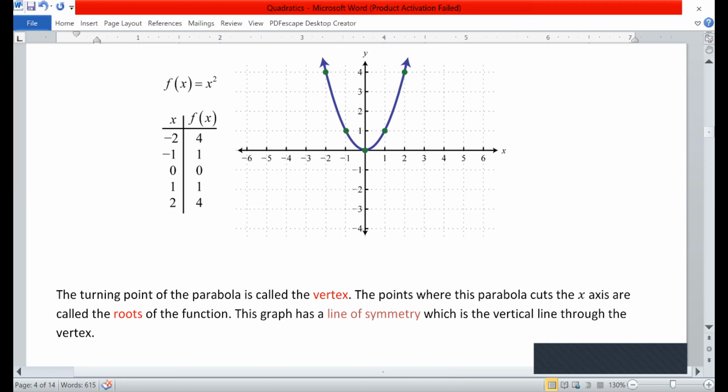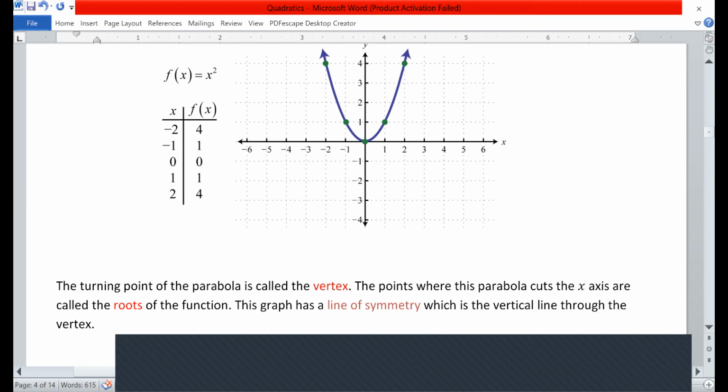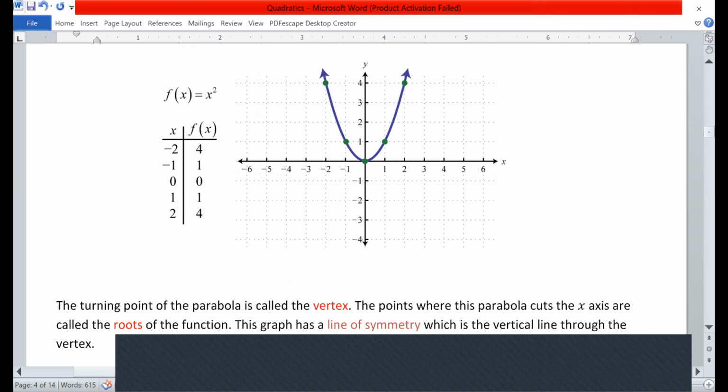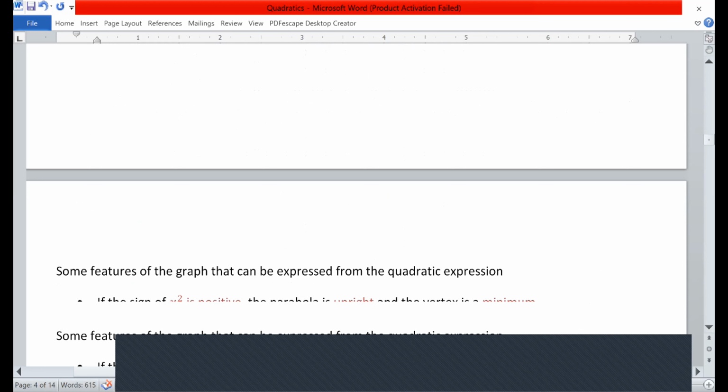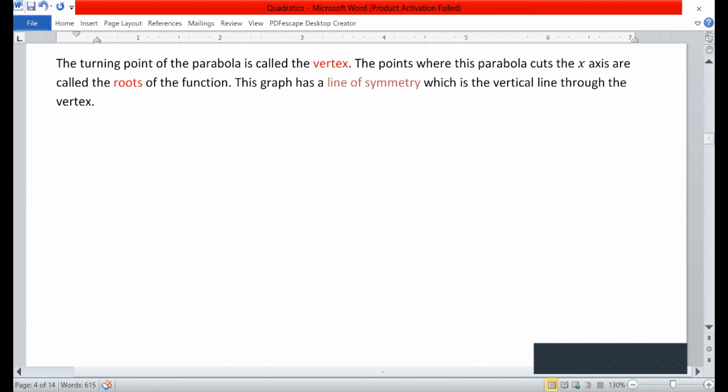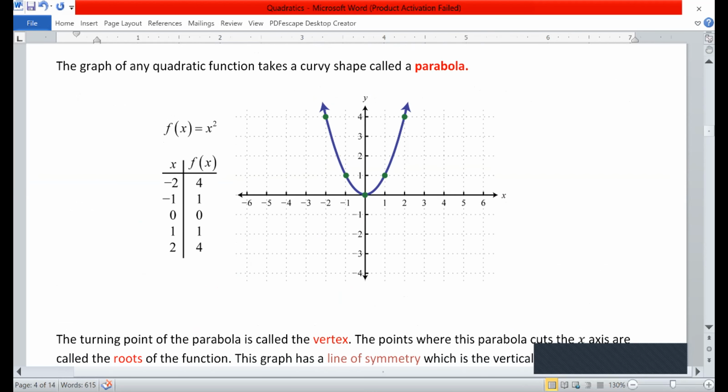Done, miss. Okay, I hope everyone is done. Let us continue. Now let's learn some features of quadratic functions. Remember we learned that a quadratic can be written in 3 forms. So if I give you a quadratic function, I can give it to you in standard form, in factorized form, or in complete square form.